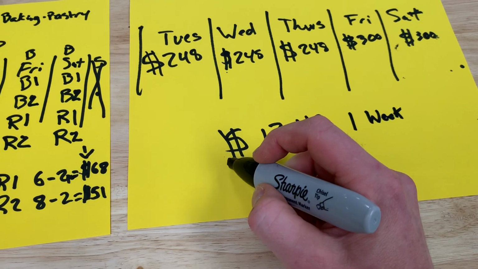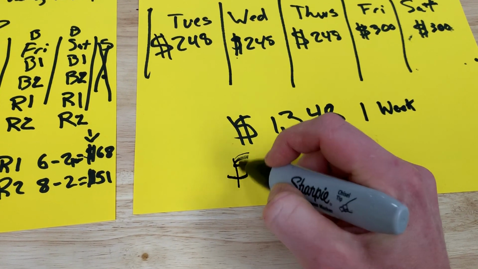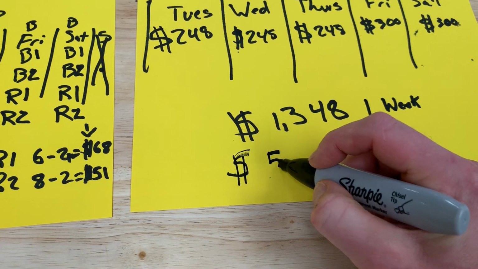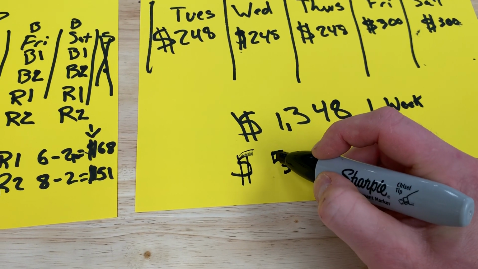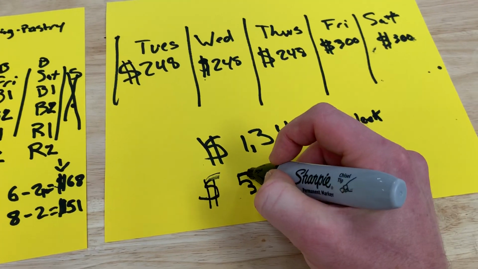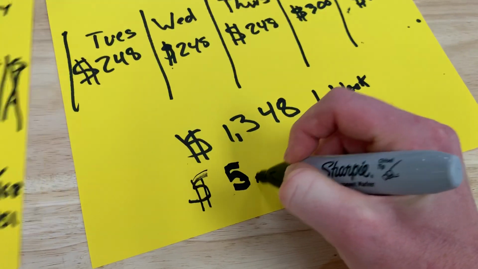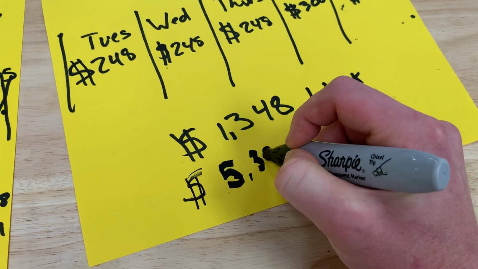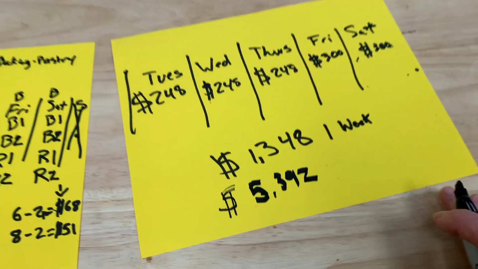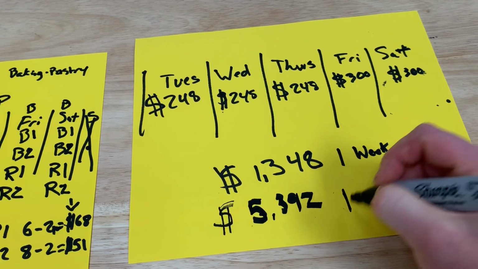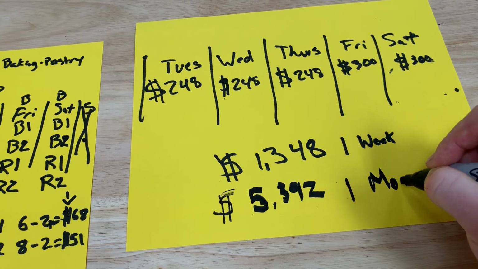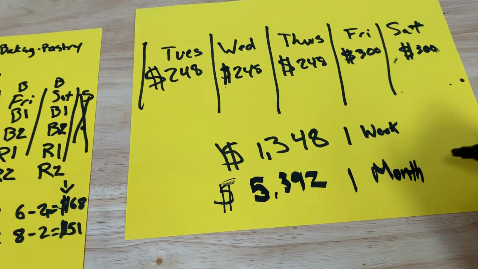just with those employees alone, you're still looking at 5,000. I don't know what kind of 5 that is. It's really hard to write and hold a camera at the same time. $5,392 for 1 month in labor cost without you adding anything on top of that.